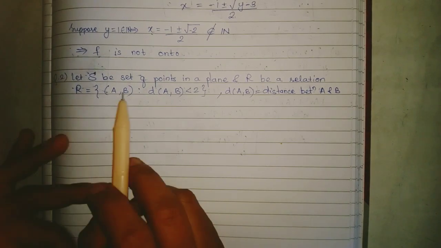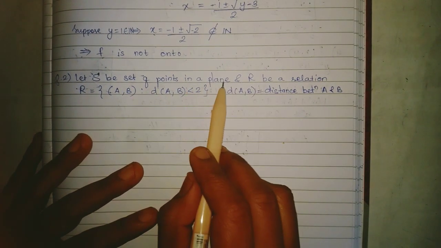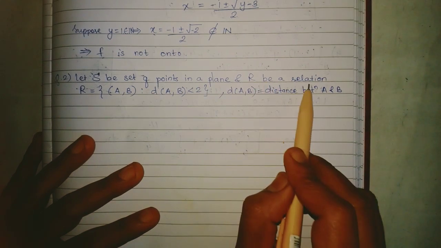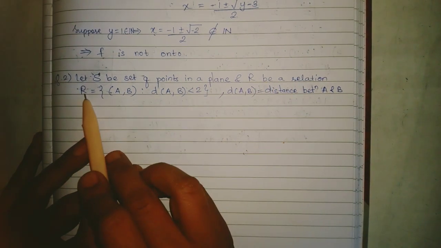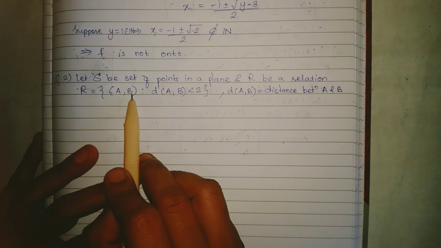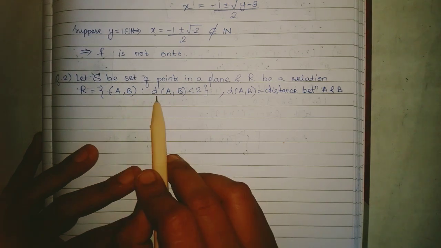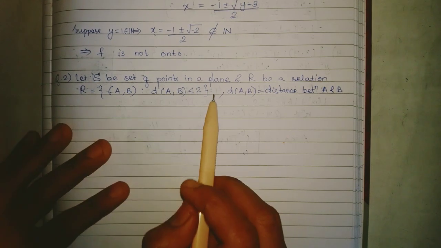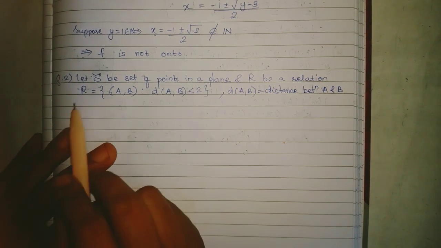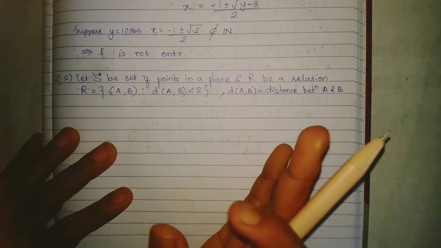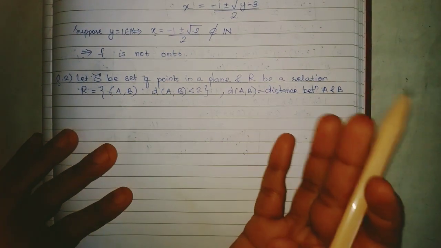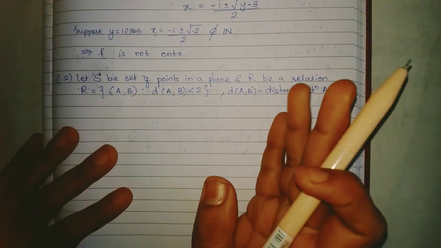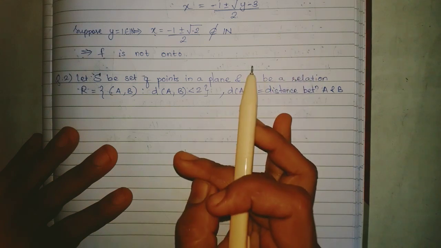Okay, let's prove this. Let S be a set of points in a plane and R be a relation. The relation is defined as the set of all points (a, b) such that the distance between a and b is less than 2. Here you have to prove that R is an equivalence relation. So to prove equivalence, first you have to prove it is reflexive, symmetric and transitive, right?